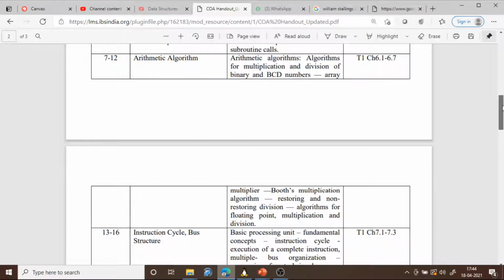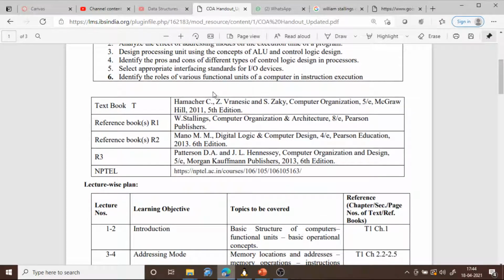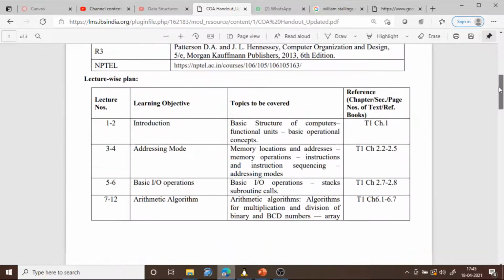It is already specified in the handout. If you refer to the handout, these two are the primary textbooks which we are following. Of course, the main textbook is Computer Organization by Hamacher. 80% of the syllabus we are following that book, and for the remaining parts we are referring to Computer Organization and Architecture by William Stallings. You can take either the 8th or 9th edition. I don't think there is much difference.